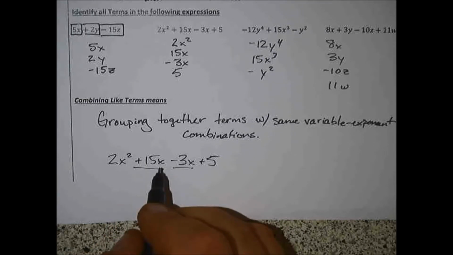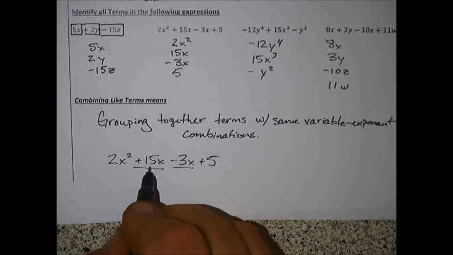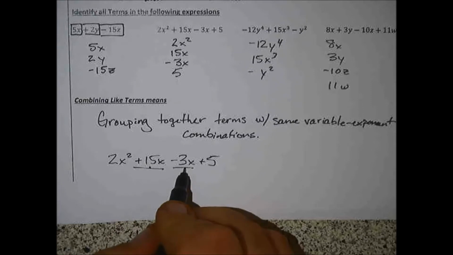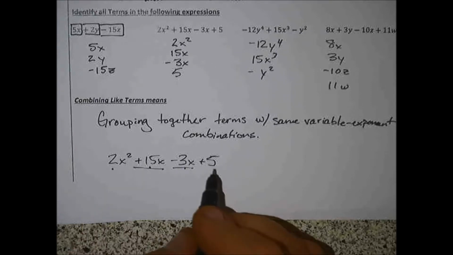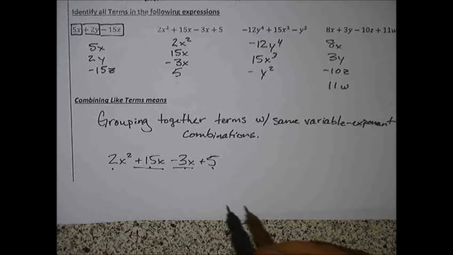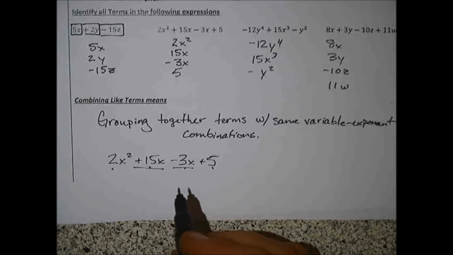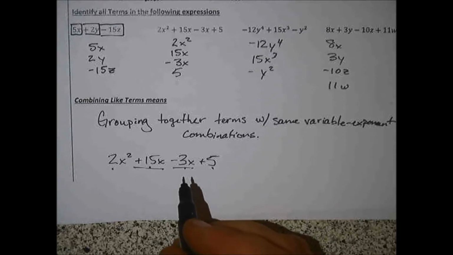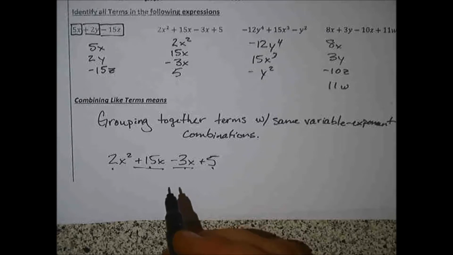Well, really all I'm thinking is that I have 15 apples and I take away 3 apples. These are oranges, these are bananas, so I can't do anything with those, but I can figure out how many apples I'm going to have when it's all said and done.